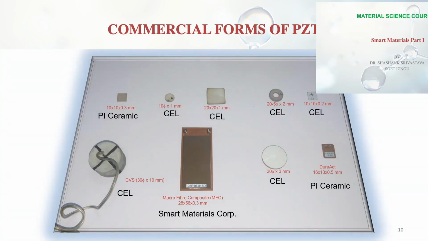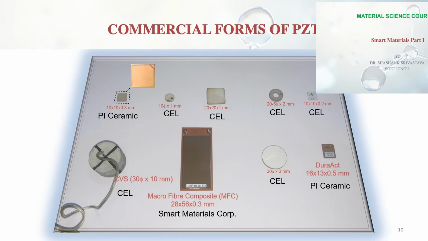Now, in the commercial market, PZT is available in the form of sheets of various thicknesses, various shapes, and various plan dimensions. It is available as square, rectangle, and annular rings, but is brittle in nature. So there are some special types. For example, the CVS, which is a special type of piezo composite sensor, and then there is the macrofiber composite or MFC and the Duract. So these are special types of sensors.